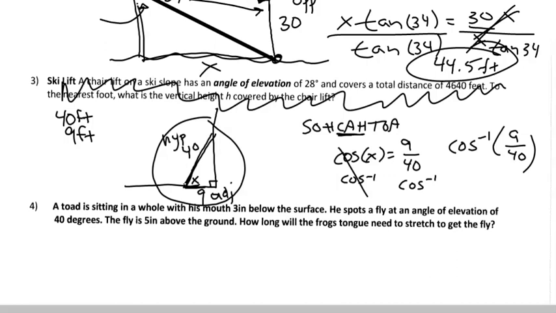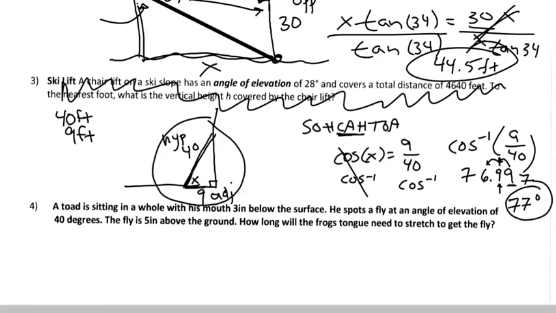Inverse cosine of 9 divided by 40, we end up with approximately, let's say we were rounding to the nearest tenth of a degree, 76.997. If you're trying to round to the tenth, you look one before, and that rounds up. So rounding to the tenth is actually going to be 77 degrees. So this is an example of where you would use inverse trig.